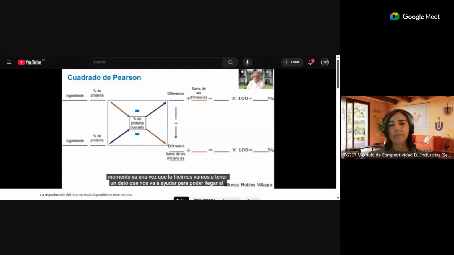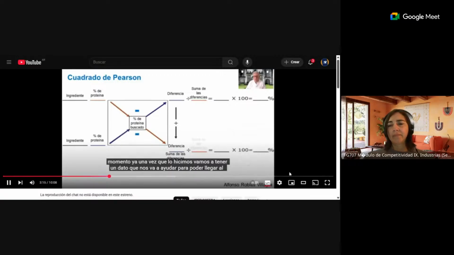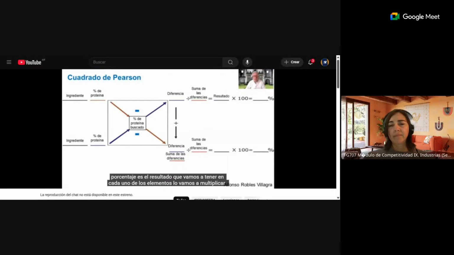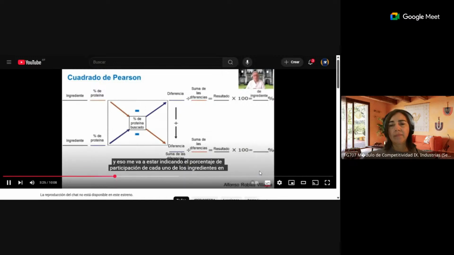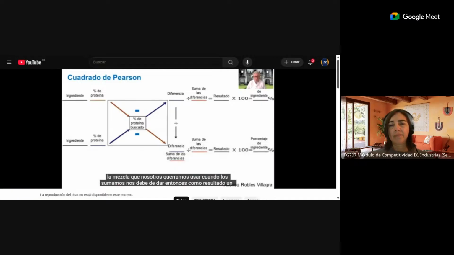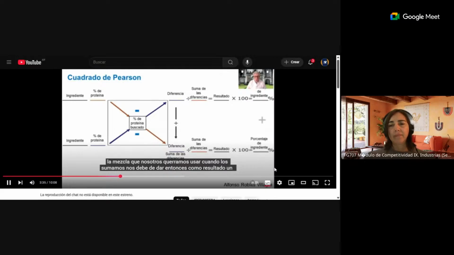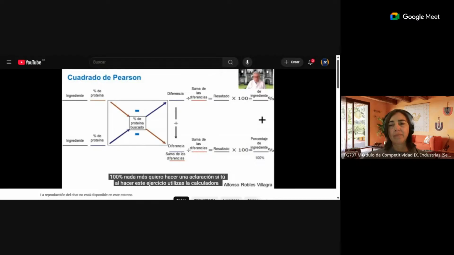Ya una vez que lo hicimos, vamos a tener un dato que nos va a ayudar para poder llegar al porcentaje. Ese resultado que vamos a tener en cada uno de los elementos lo vamos a multiplicar por 100 y eso me va a estar indicando el porcentaje de participación de cada uno de los ingredientes en la mezcla que nosotros queramos usar. Cuando lo sumamos, nos debe dar como resultado un 100%.